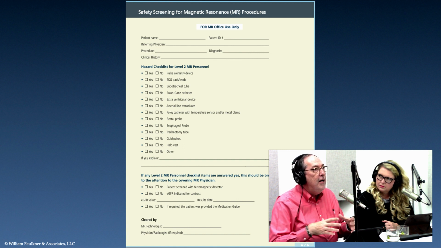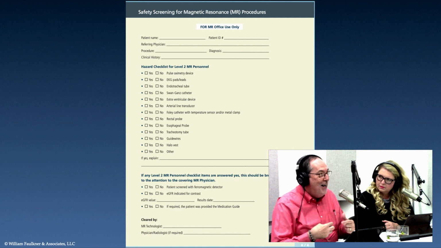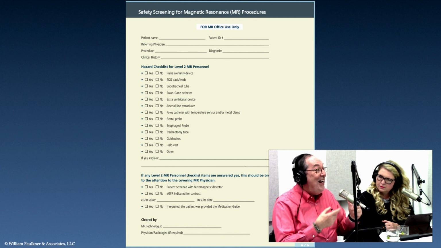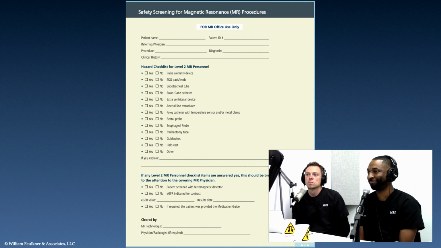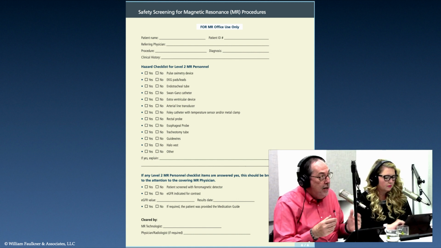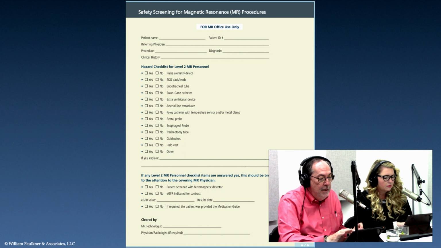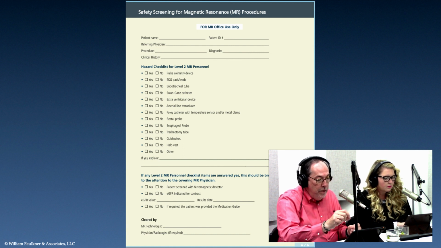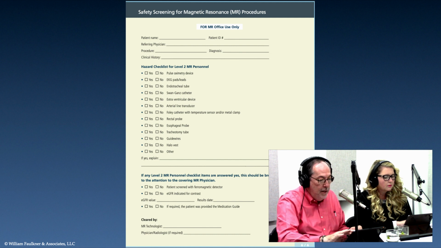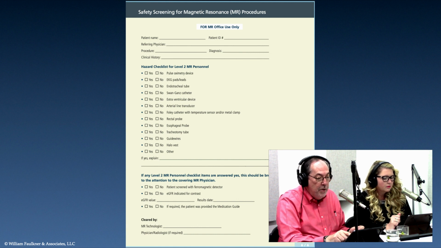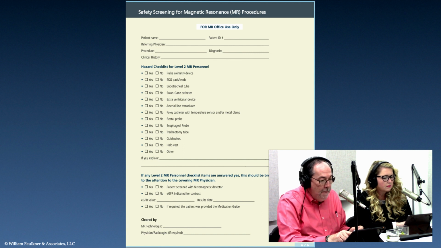Anything that's metallic, if I didn't provide it and it's not part of the scan, it ain't going in. Right. It's ridiculous. It doesn't serve any purpose. Rectal probes, esophageal probe, and so on and so forth. This makes the tech ask, and if yes, explain it. And then it says, if any level 2 personnel checklist items are answered yes, this should be brought to the attention of the covering MR physician.